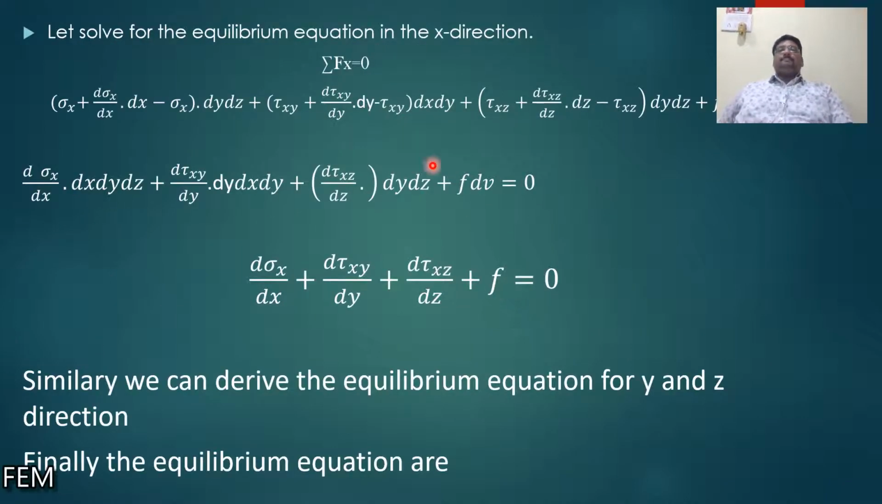Okay, as we previously checked with the cube, sigma x plus dou sigma x by dou x into dx is the stress developed due to the load applied in x direction. So the total stress induced after the load is applied is sigma x plus dou sigma x by dou x into dx minus sigma x. Now, about force: from the definition of stress, stress is equal to load by area, and load is nothing but force.